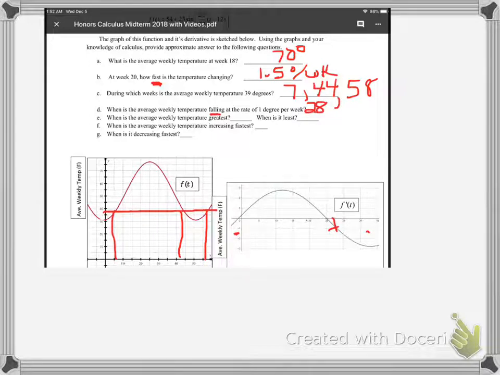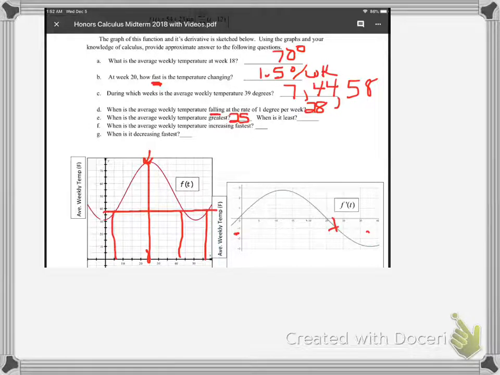Okay, question E. When is the average weekly temperature greatest? That's the original function. They're asking you where the max is. And so the max is right at this point, right over here. So look down, and it appears to me that we are right about here, if I go straight down, which is going to be week 25. So this answer is 25.